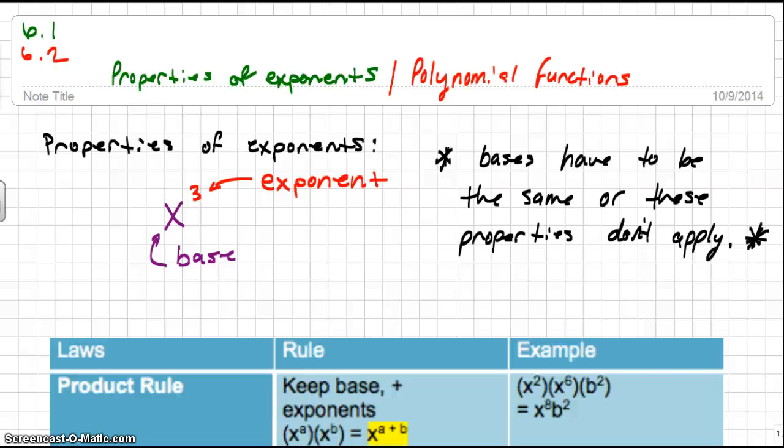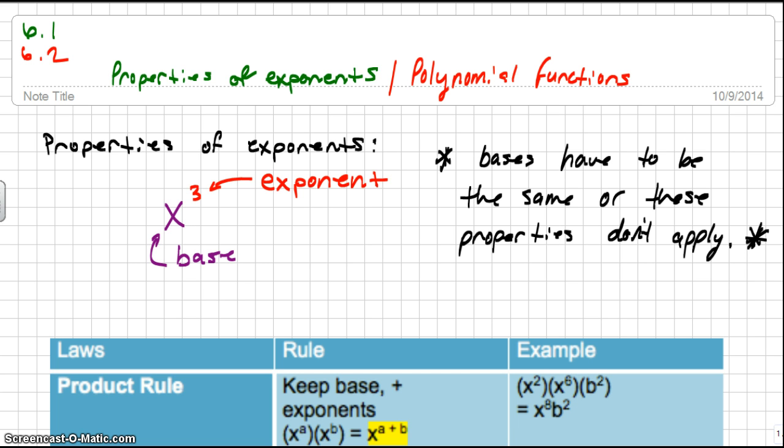Okay, so welcome to 6.1 and 6.2, Properties of Exponents and Polynomial Functions. The first part of this, we're going to talk about properties of exponents. It's something you probably already had. You've already used them, maybe you haven't used the explicit rules and had the rules defined to you, but you have used them before. First thing we're going to talk about is breaking down what a base and an exponent are.